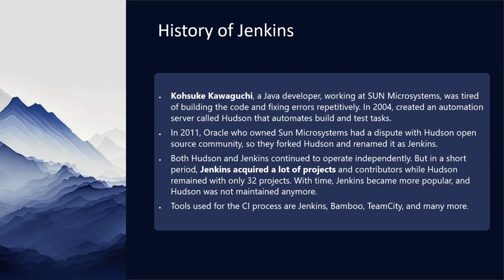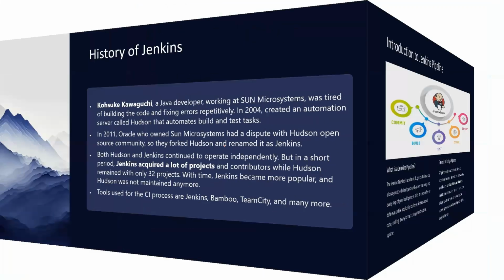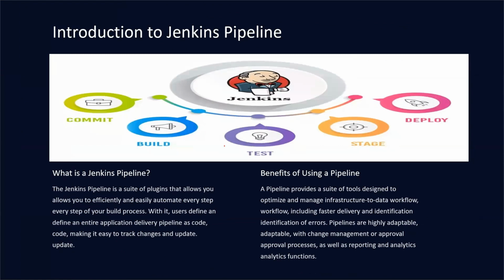So tools used for the CI process are Jenkins, Bamboo, TeamCity, and many more. For continuous integration, not only Jenkins, we also use Bamboo, we use TeamCity, we have Azure DevOps, we have CircleCI. So many continuous integration tools are now available in the market. So we will go to the Jenkins pipeline.